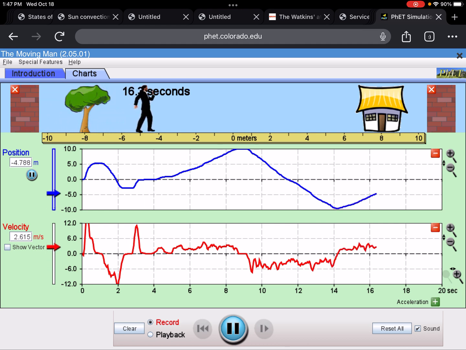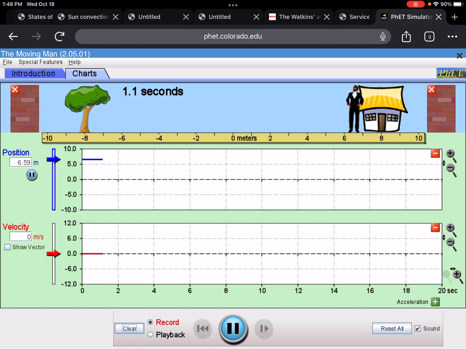What does that do to the man? Now, alternatively, one thing you can do too, right? If you press this clear button at the bottom, that's going to kind of reset. Pause and reset. Bring my guy back to 0.